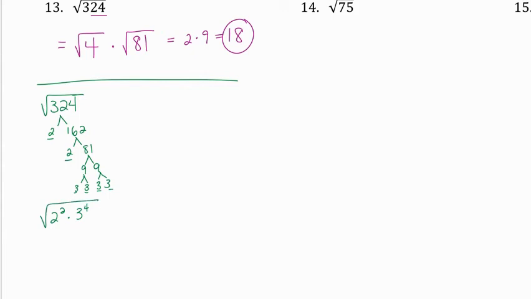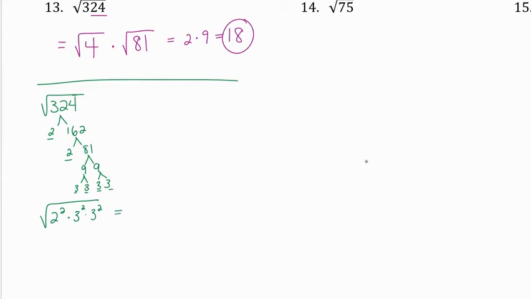Now here's where if I've got the square root of 2 squared, right? I know that that is just 2. And then because I'm doing the square root, it would actually be helpful if I always write these in squares. So actually, instead of 3 to the 4th, I'm going to do it as 3 squared times 3 squared.